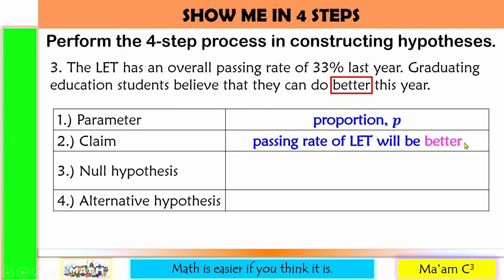Since we have the word here better, this means it is greater than. So this will fall on alternative hypothesis. So this is P is greater than 0.33, the decimal equivalent of 33%. And the complement of greater than is less than. Since null hypothesis, we should have or equal to. Or we can simply use P is equal to 0.33.